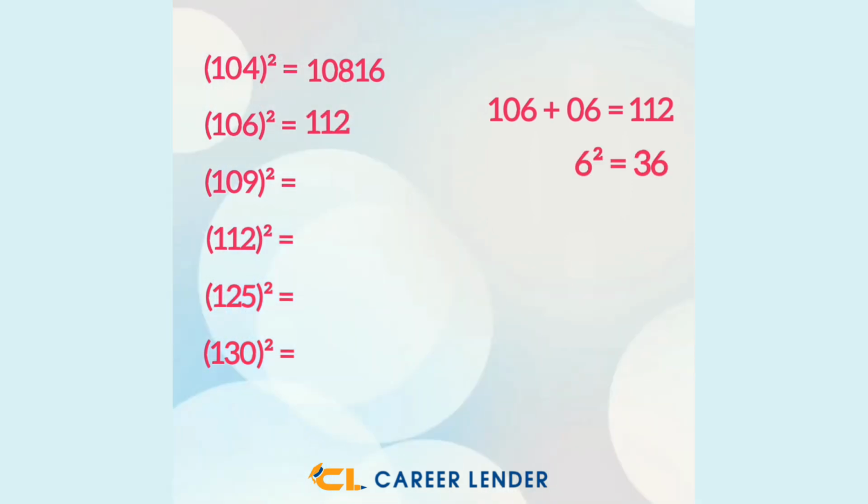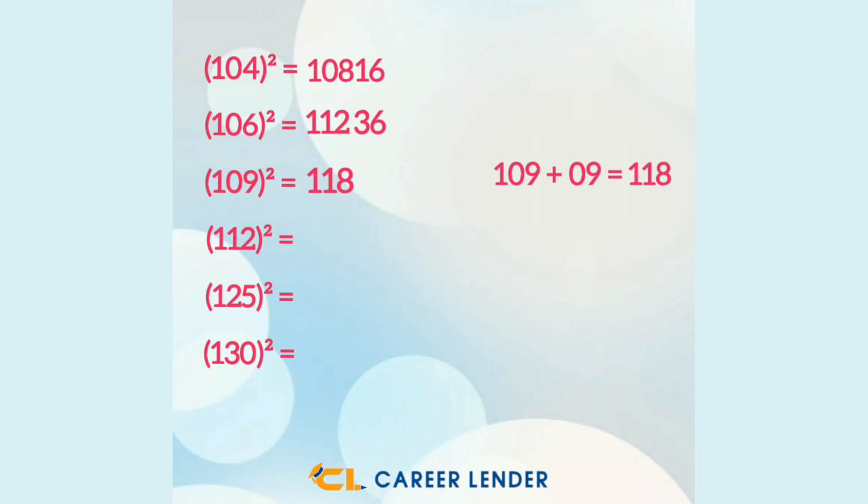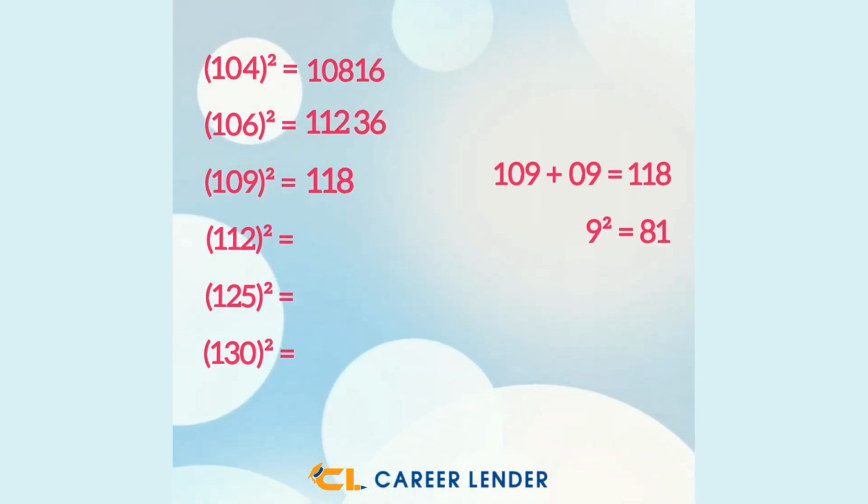For 106 square, 106 plus 06 is equal to 112. 6 square is 36. 11,236 is the answer. For 109 square, 109 plus 09 is 118. 9 square is 81.